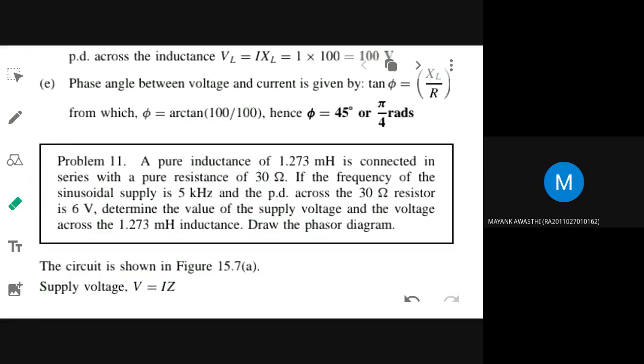Take 5 minutes or 10 minutes to solve. A pure inductance of 1.273 millihenry is connected in series with a pure resistance of 30 ohm. The frequency of the sinusoidal supply is 5 kilohertz and the potential difference across the 30 ohm resistor is 6 volt. You have to determine the supply voltage and the voltage across the 1.273 millihenry inductance, and you have to draw the phasor diagram also. Try to solve it and tell me the answer.